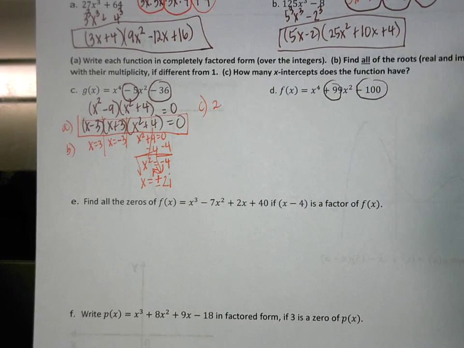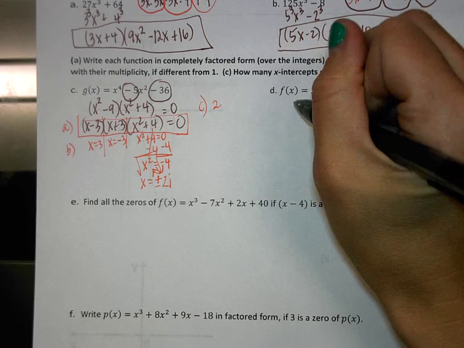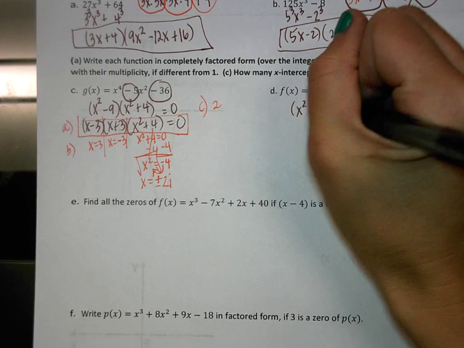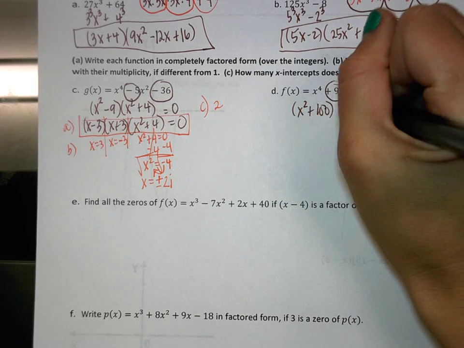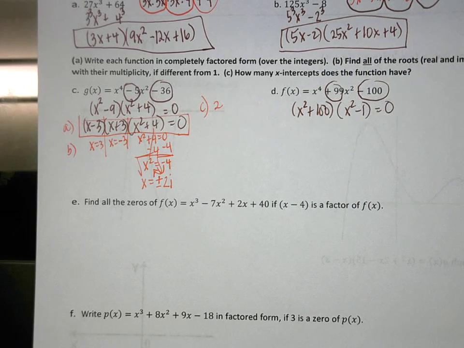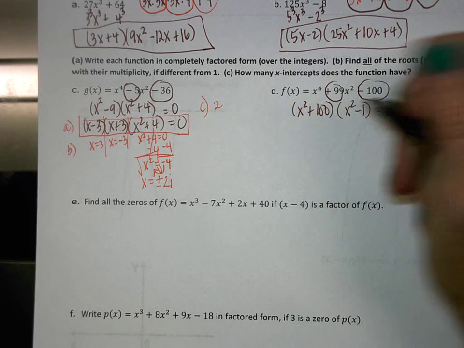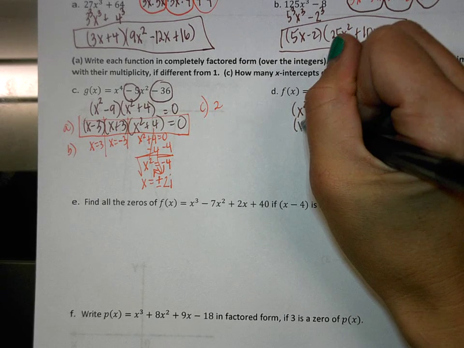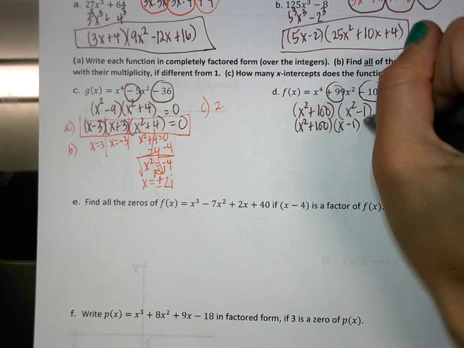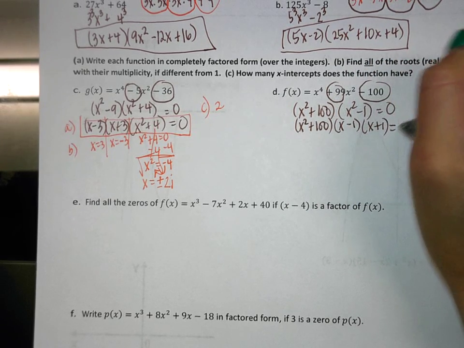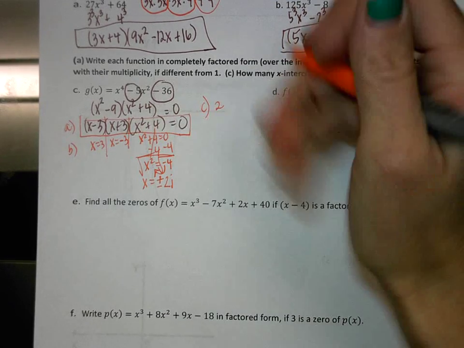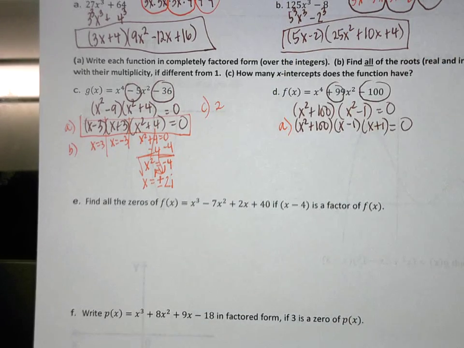Good. And so when we write this out, it's going to be x squared plus 100 and then x squared minus 1. Okay, can either one of those be factored further? Yes, x squared minus 1. Good. So x squared plus 100, and then x minus 1, x plus 1. That right there is my answer for A, because it wants the problem factored completely.